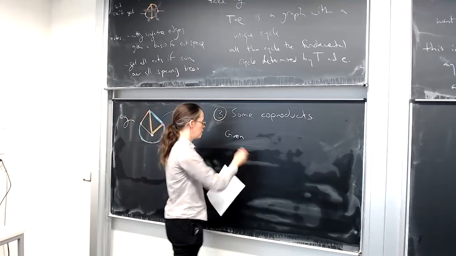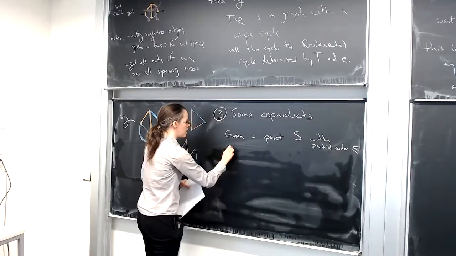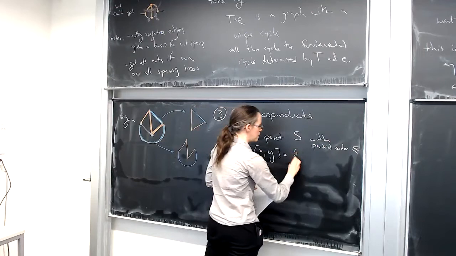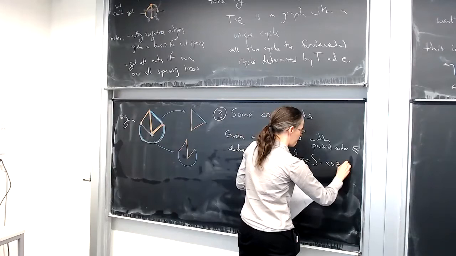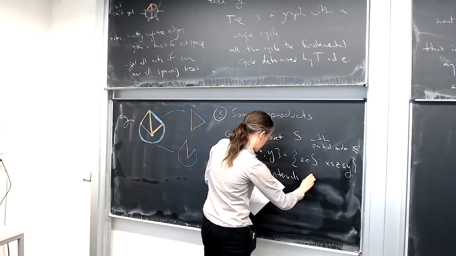So I'm given a coset S with partial order. An interval in this coset is what you would think. It's the set of guys in the middle. And the set of intervals is a coalgebra.